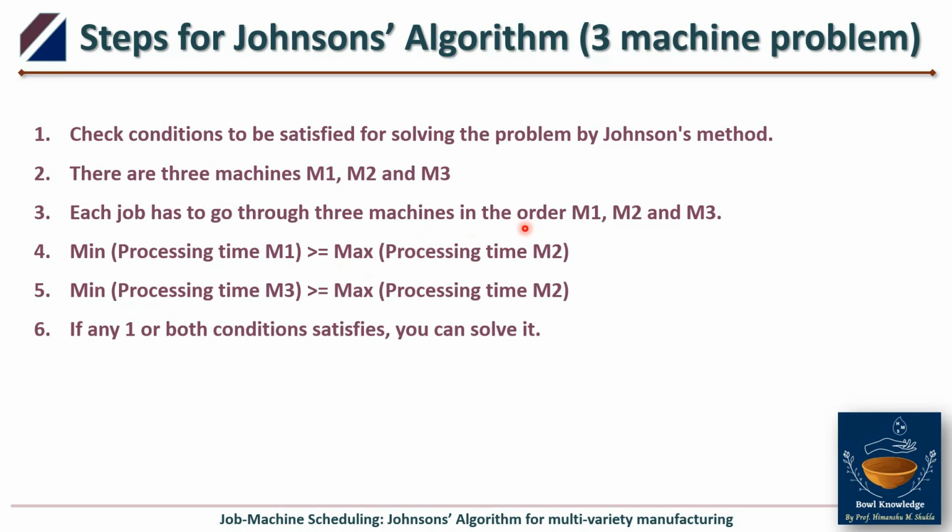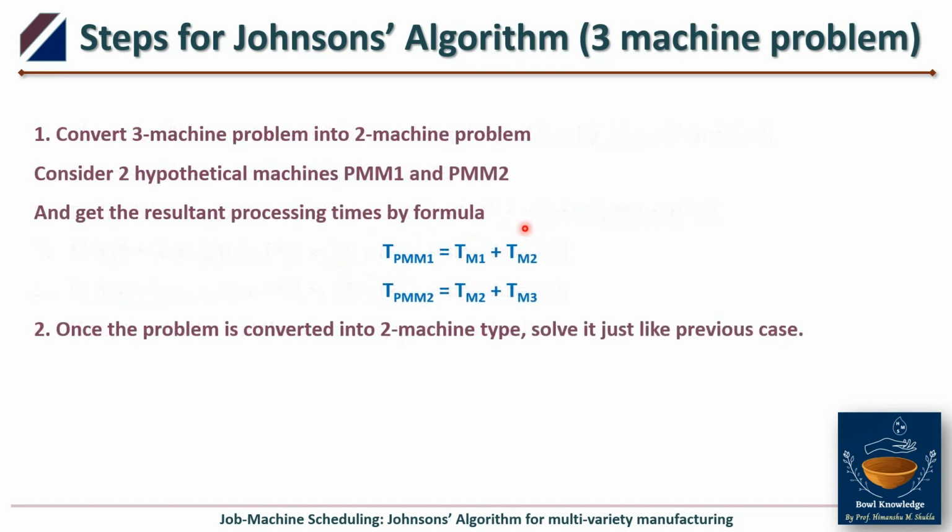We have the Johnson's algorithm. We have the logic for 2 machines. So what you do is convert your 3 machine problem into a 2 machine problem. So 2 hypothetical machines are considered, PMM1 and PMM2. You must have heard of the perpetual motion machine, right?